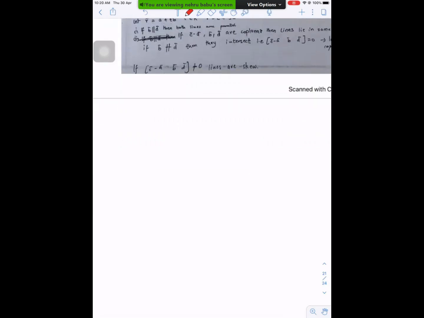So, if you take two lines, what is the condition for skew lines? r bar equal to a bar plus t b bar, and r bar equal to c bar plus s d bar. If you take these two lines, then the condition for these two to be skew lines is: if the box of a bar minus c bar, b bar, d bar is not equal to 0, then both lines are skew lines.